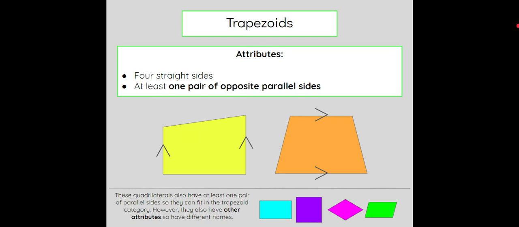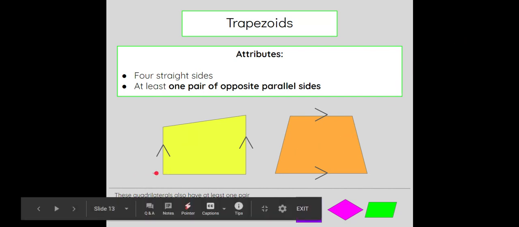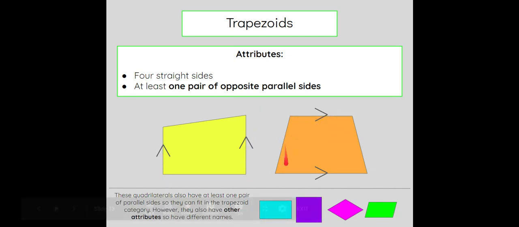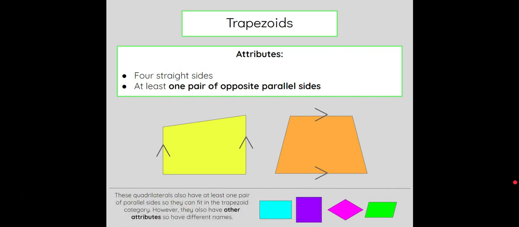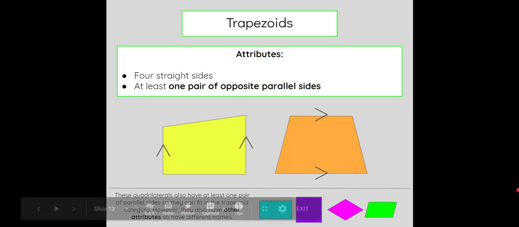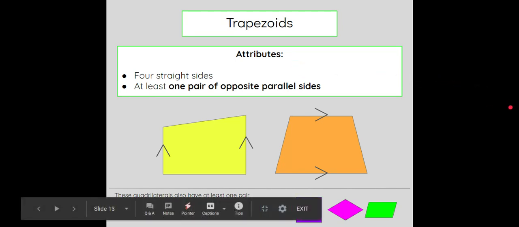So trapezoids are a type of quadrilateral with 4 straight sides and at least one pair of opposite parallel sides. So here we have parallel sides, and here we have parallel sides. You'll notice that the other sides are not parallel. If you look below, the quadrilaterals that you see in blue, purple, pink, and green also have at least one pair of parallel sides, so they could fit in the trapezoid category, but they have other attributes, so they have different names. So we're going to keep going and find out about other attributes besides parallel sides.